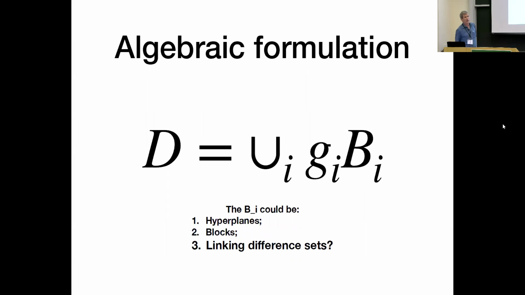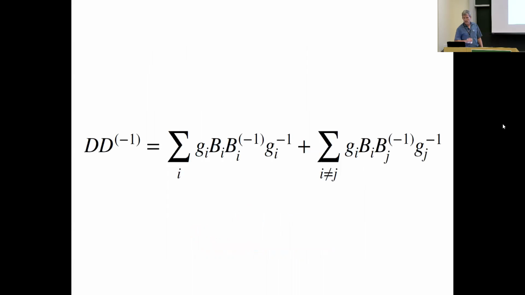I want to think of those B sub i's as linking difference sets. Now, I haven't told you what that is yet, okay? But I'm just using the same framework that we've done with difference sets and replacing the B sub i's with some other object that we can control fairly well. And here's what I mean by control, okay?